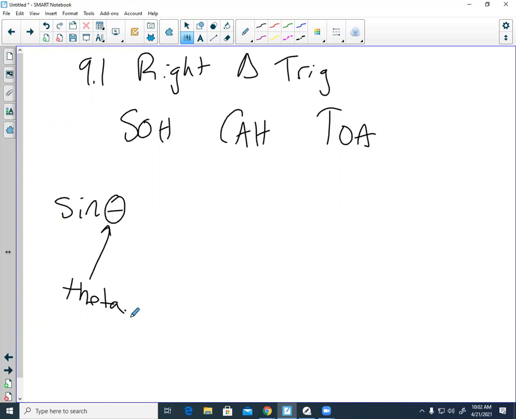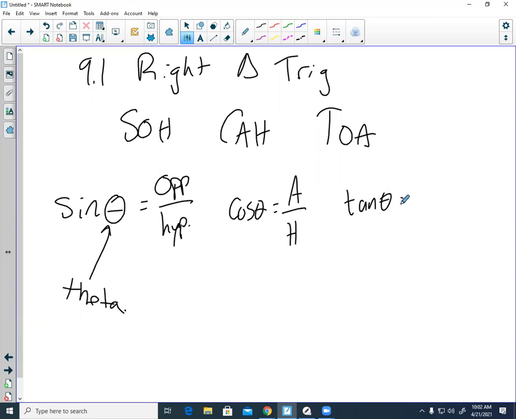So sine of theta was equal to the opposite over the hypotenuse. And that's where all of those letters came into play. S stands for sine, O stands for opposite, H stands for hypotenuse. Now, as we continue on, we could do cosine of theta. That's equal to the adjacent over the hypotenuse. And then the tangent of theta is equal to the opposite over the adjacent.